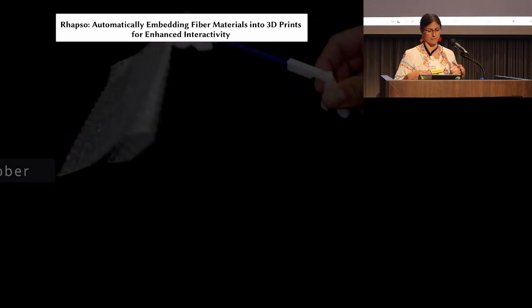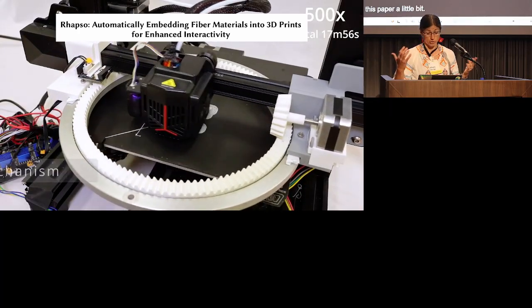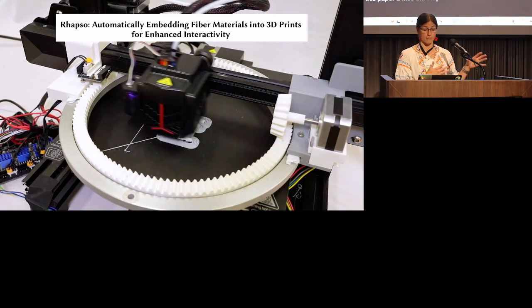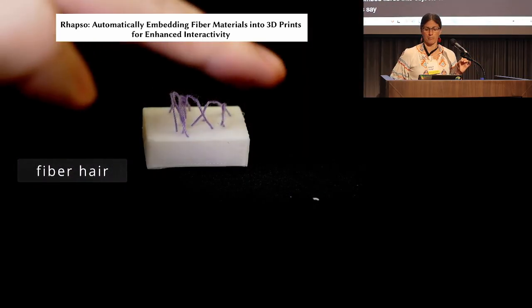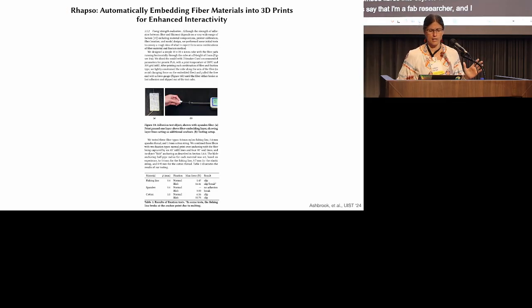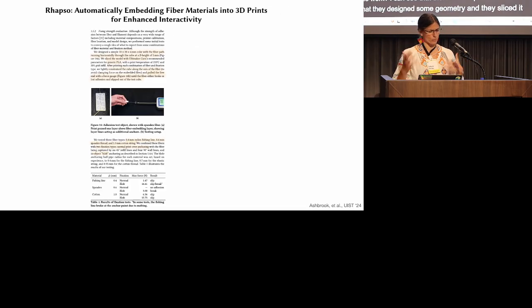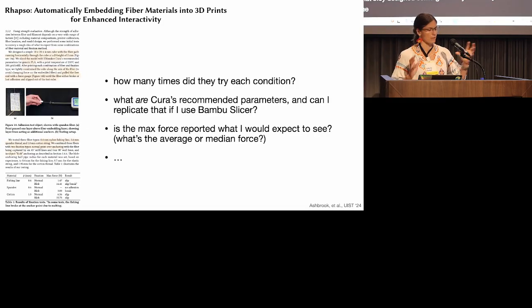of functional stuff. So let's say that I'm a fab researcher and I want to build my own derivative of this machine, but I want to make sure that it works at least as well as the one that got published here. So how well did that one work? I can see that there's an experiment here in section 5 that says that they designed some geometry and they sliced it with Cura. They used the generic PLA settings. Then they printed out the objects and pulled on them until they broke somehow. It also mentions 3 kinds of fibers that they tried and different attachment methods.